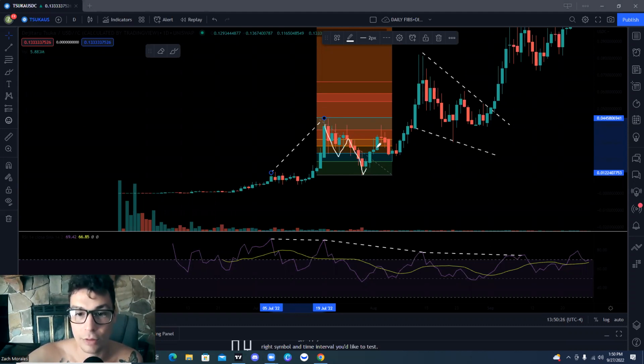And we went over how we formed the inverse head and shoulders right here, and that was a nice trade. So you can go ahead and take some profits off of the bearish divergence, and then wait for the next pattern to form. We have a nice pattern, and then you can take profits on those.